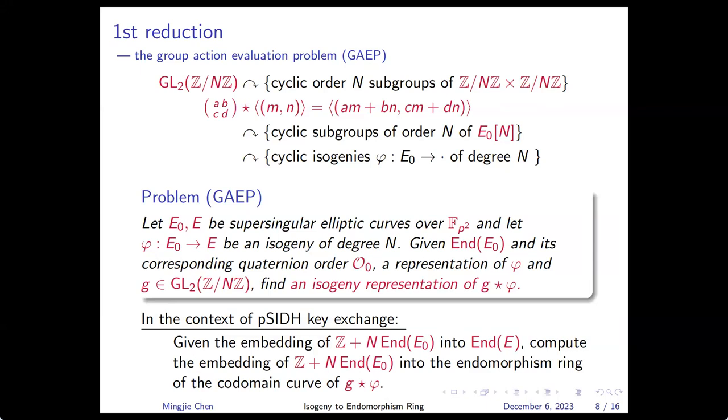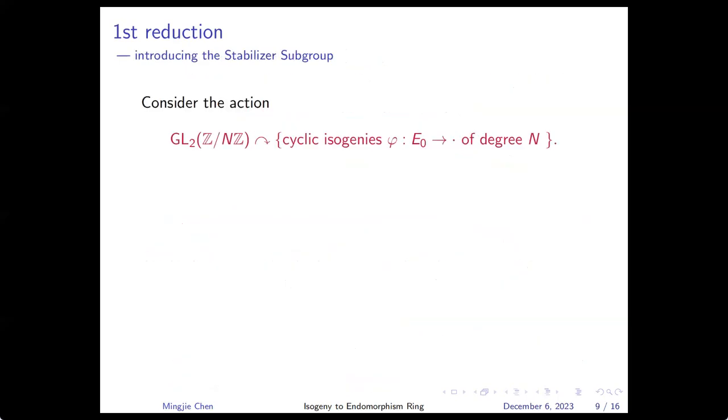Okay, that's the definition of GAEP. How is that related to the original problem, the ERP? The object that is playing a crucial role here is the stabilizer subgroup, which is also in the title, the hidden stabilizers. So let's consider the action we just defined, and we define a stabilizer subgroup with respect to a particular isogeny phi. That is the set of matrices G in GL2(Z/nZ) such that G acting on phi equals phi.